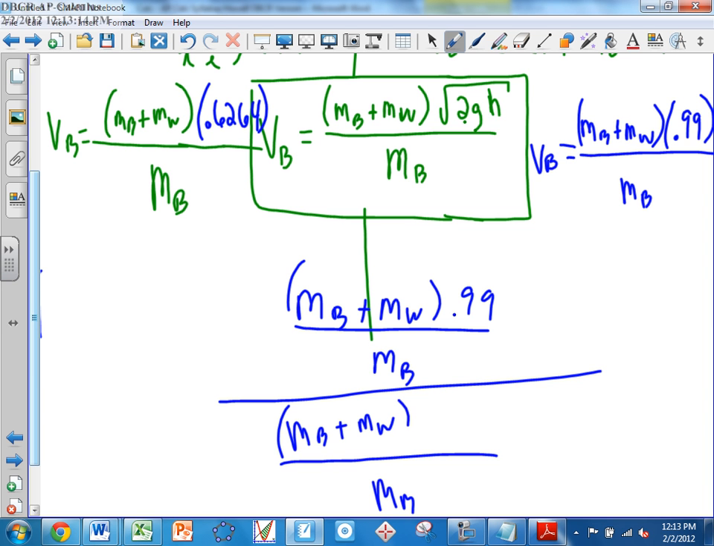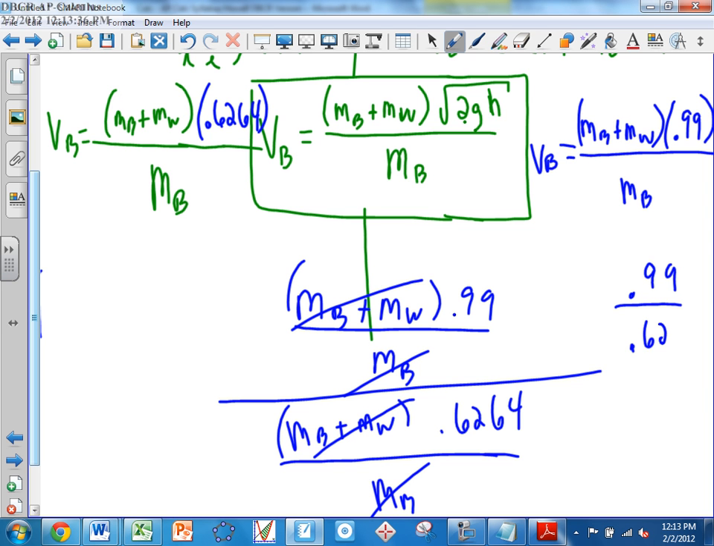And all you're really left with is the decimals over each other. That's all you're left with. These masses cancel with these guys. These cancel with these guys when you divide fractions. So it looks to me like 1.5. What's 0.99 over 0.624? Maybe 1.6, 1.5? 1.58. What is it? 1.5. 1.6, approximately. Very good, thank you.